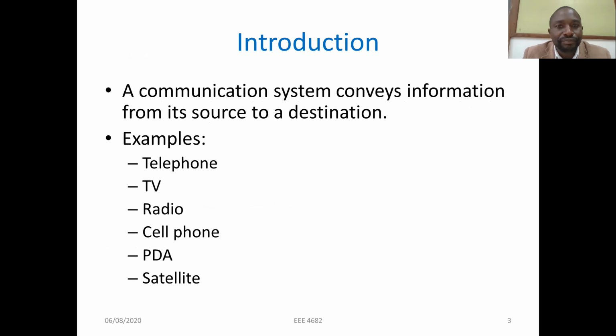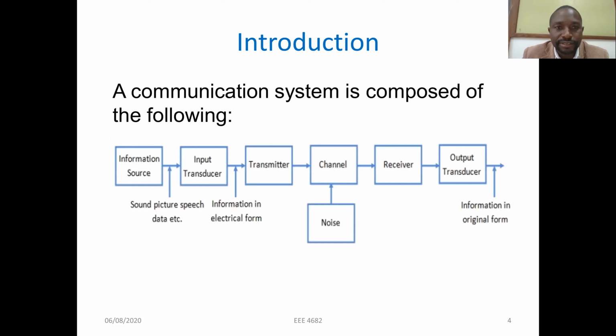communication systems. Now, a communication system conveys information from its source to destination, and there are several examples of these communication systems. We have the public switched telephone communication system, the television communication system, radio communication system, the cellular communication system, satellite communication system, with the Wi-Fi, with the WiMAX. Each of these communication systems basically performs a function of conveying information from one user to the next, or basically from the source to the destination.